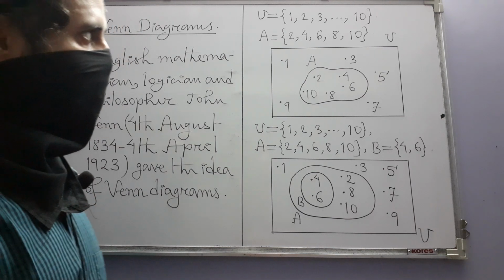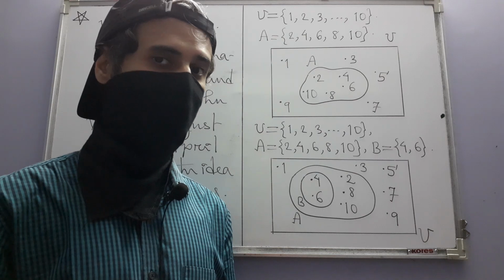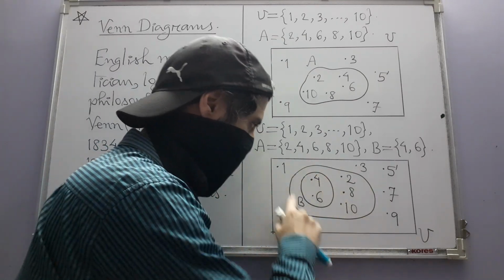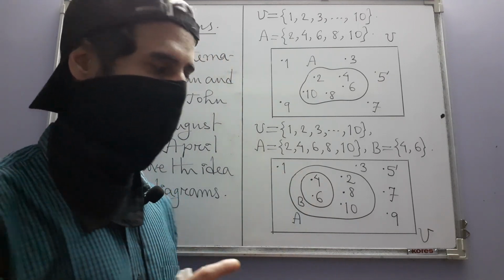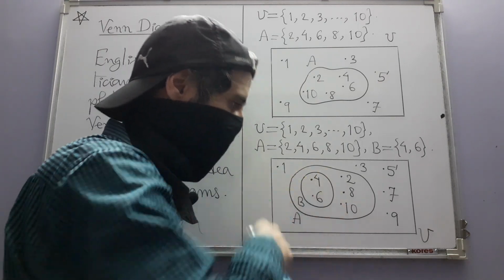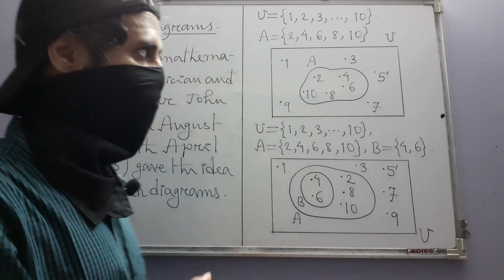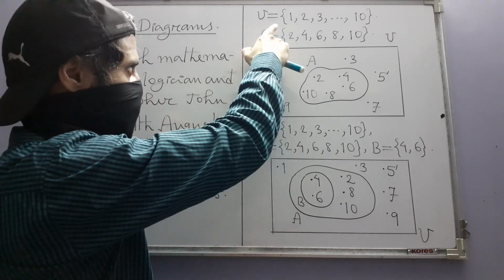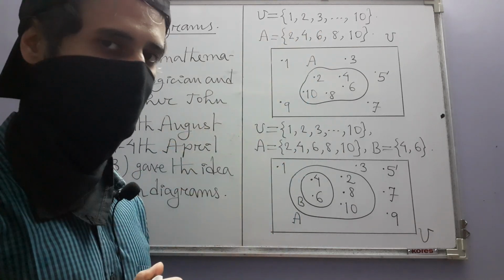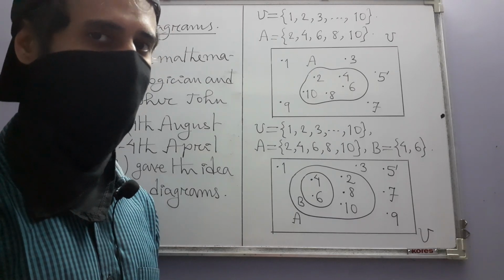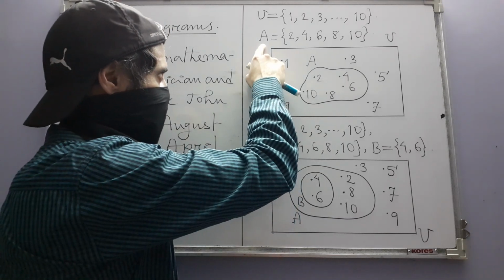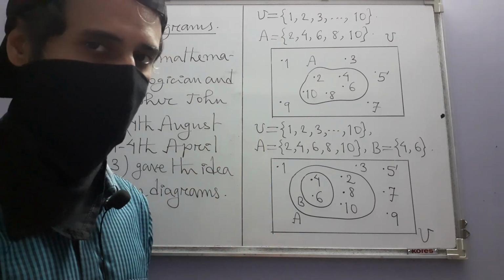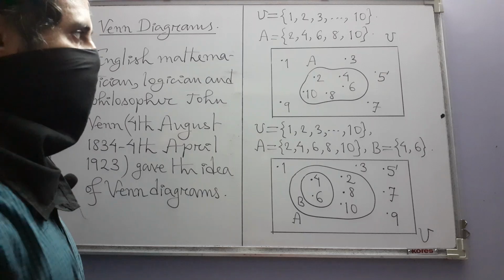So what we have in these diagrams are some figures of closed regions, regions bounded by closed curves, and these regions help us enclose the elements of a set. For example, consider these two sets U and A. U consists of all the positive integers or natural numbers less than or equal to 10, and A consists of those numbers in U which are even. So A actually is a subset of U.